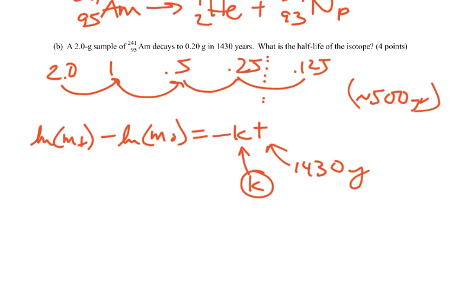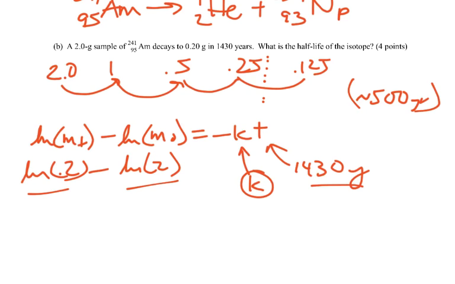So what do we know? We know the mass at time t is 0.2. So the natural log of 0.2 minus the natural log of 2, which is 0.693. So this is a number, this is a number. Okay, this is a number. We're going to solve for k. Okay, so if you go through and mush, mush, mush, k comes out to be 0.00161, okay, years to the minus 1.